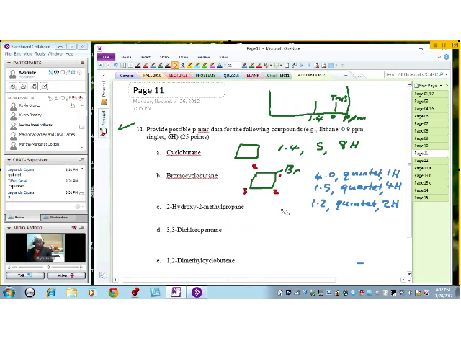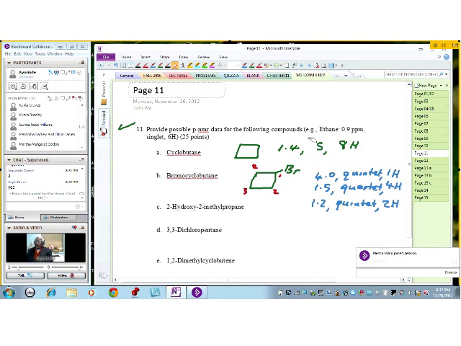Okay, is it okay for me to erase this so I have some room here? I know some of you are writing down notes. Okay, yes, okay, good.